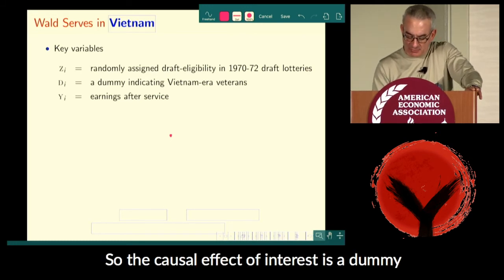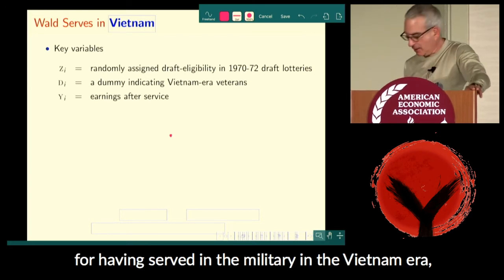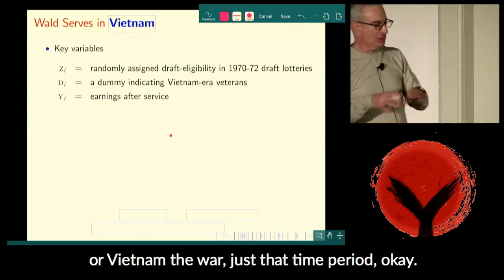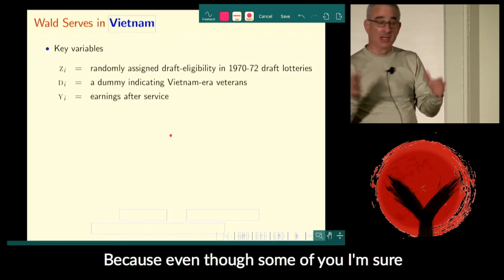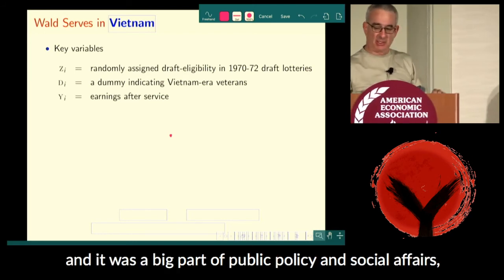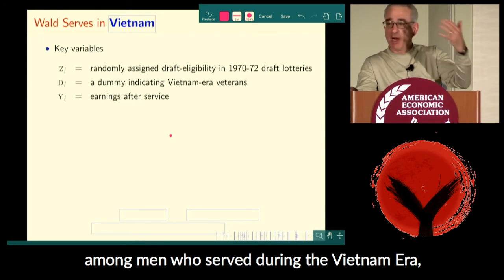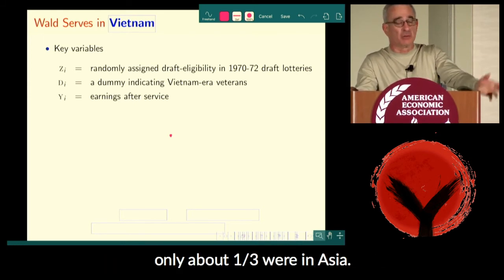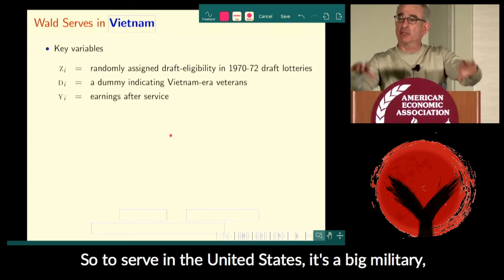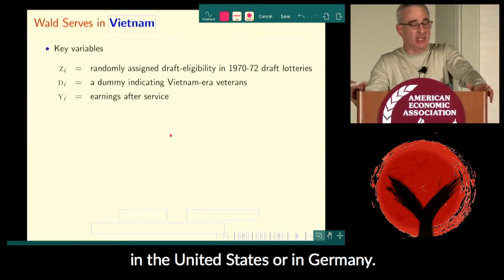So the causal effect of interest is a dummy for having served in the military in the Vietnam era, not necessarily in Vietnam the country or Vietnam the war, just that time period, okay? Because even though some of you, I'm sure, remember the Vietnam War, and it was a big part of public policy and social affairs, among men who served during the Vietnam era, only about a third were in Asia. So to serve in the United States, it's a big military. You could be in Alaska or something on a military base in the United States or in Germany.